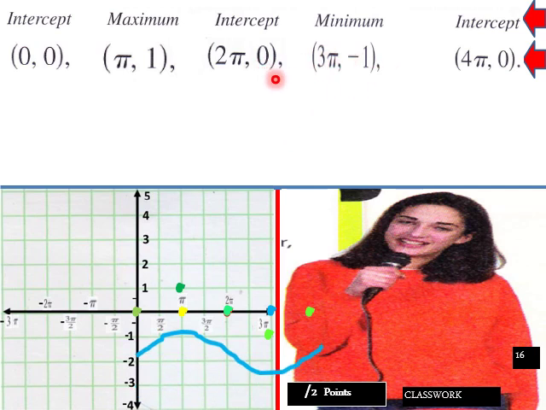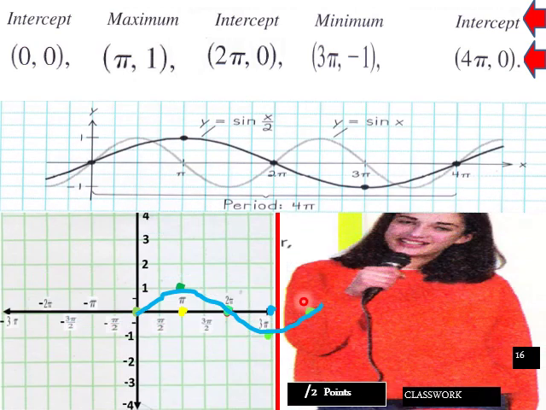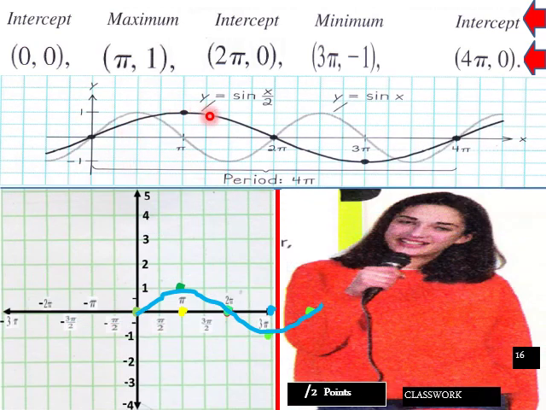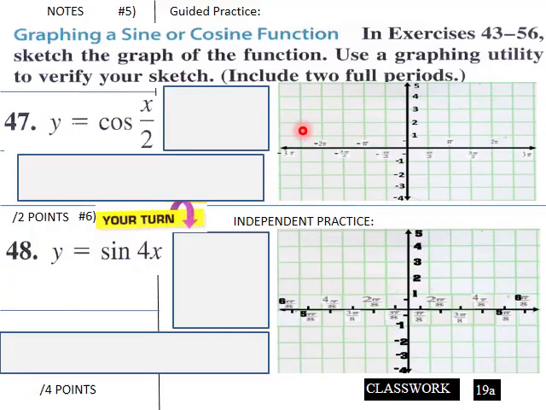For these points here, you're going to have something that looks like this. So 3 pi, negative 1 is down here. And then 4 pi, 0, I just stretched it out over here. It's basically an extension of your axes. And then this is what it would actually look like for this function. This is y equals sine x. This is y equals sine x over 2. So it kind of stretches it out. It's called a horizontal stretch of y equals sine x.